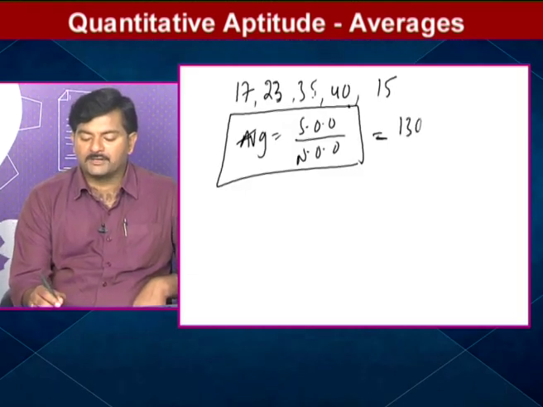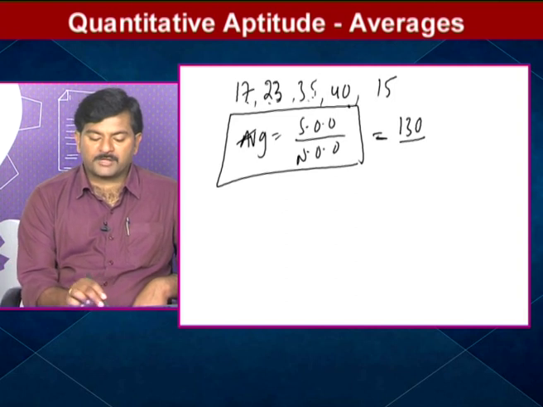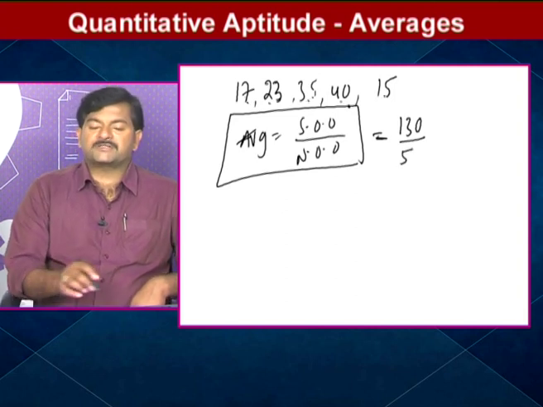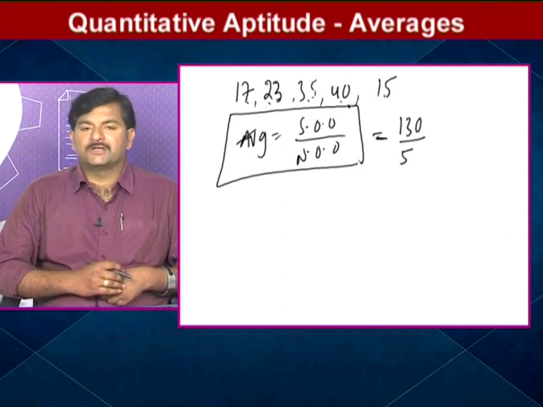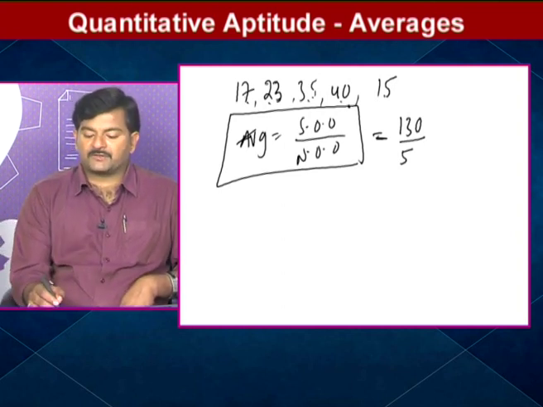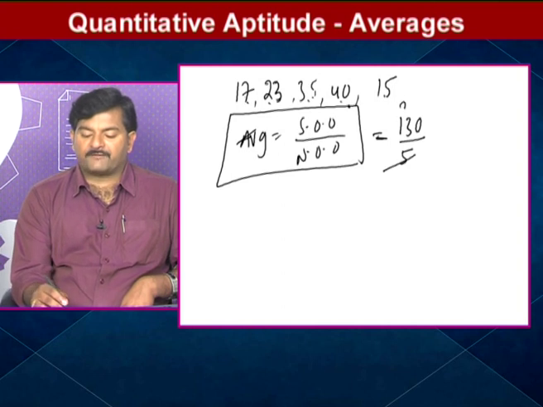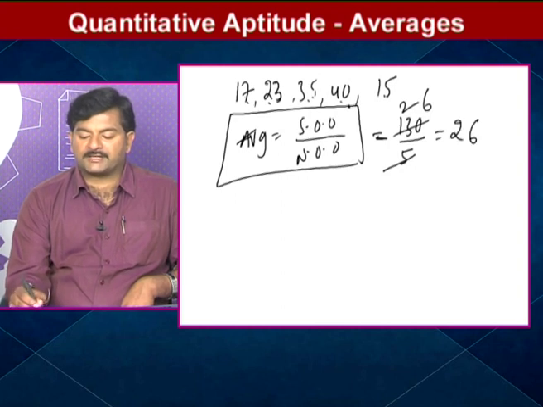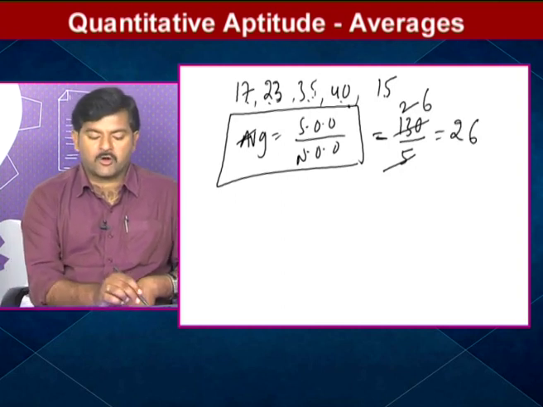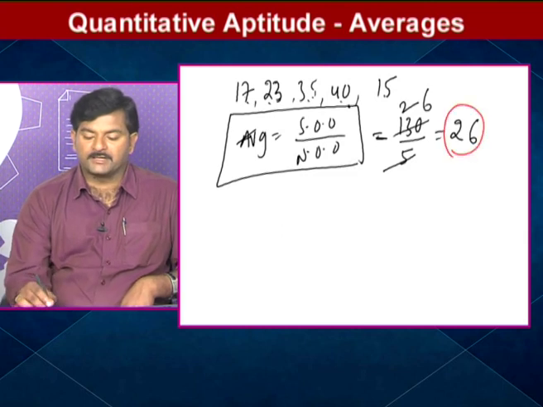I hope you are getting it. So 130 by the total number of observations. 5 observations are there. Sum of the observations by number of the observations. So 130 by 5: 5 ones are 5, 5 twos are 10, 5 sixes are 30. Hence, what is the average of the given numbers? It's clearly 26.